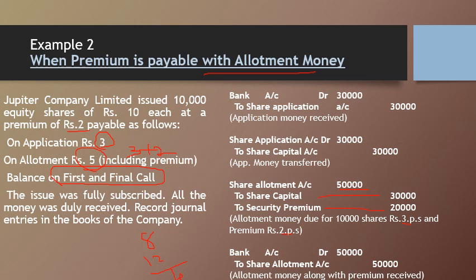So first we'll make the first and final call due: share first and final call account debit to share capital, as you know, 4 into 10,000. Later they will be receiving it: bank account debit to share first and final call. So this is how we record this transaction when the premium is collected along with the allotment money. Shares issued at a premium means when the shares are issued at more than their face value, it is termed as shares issued at premium.